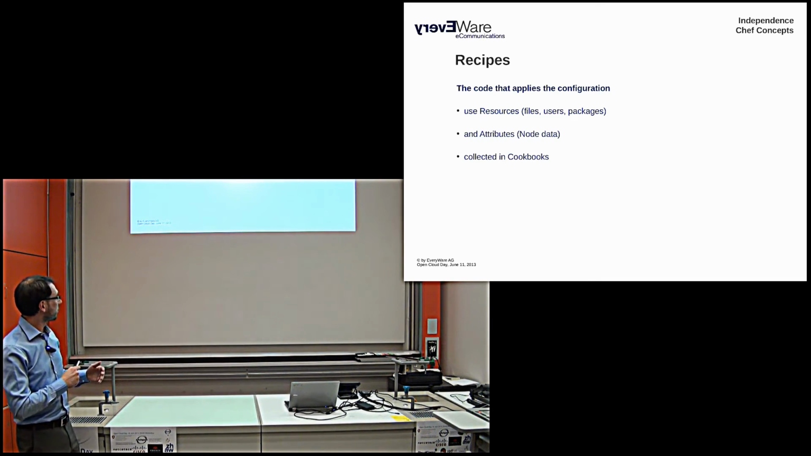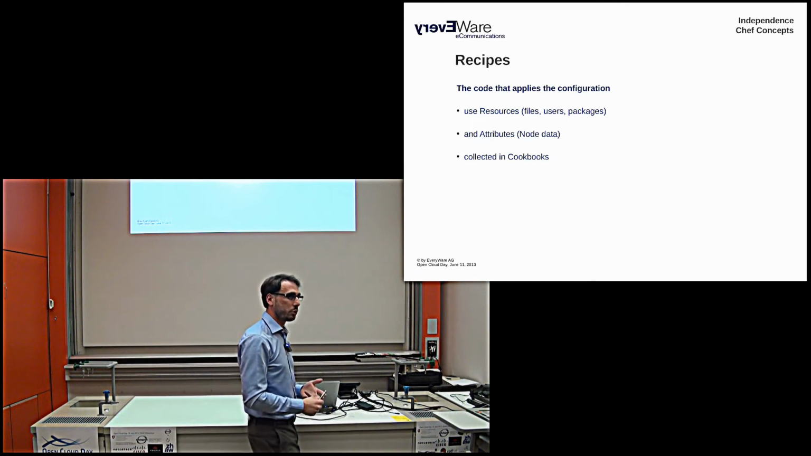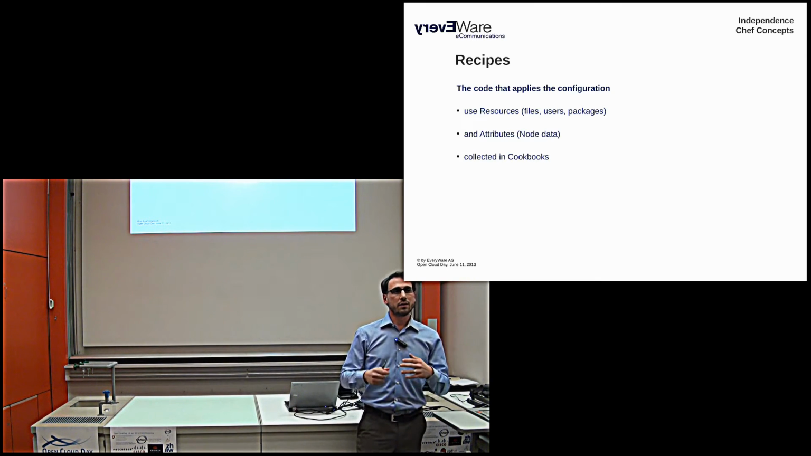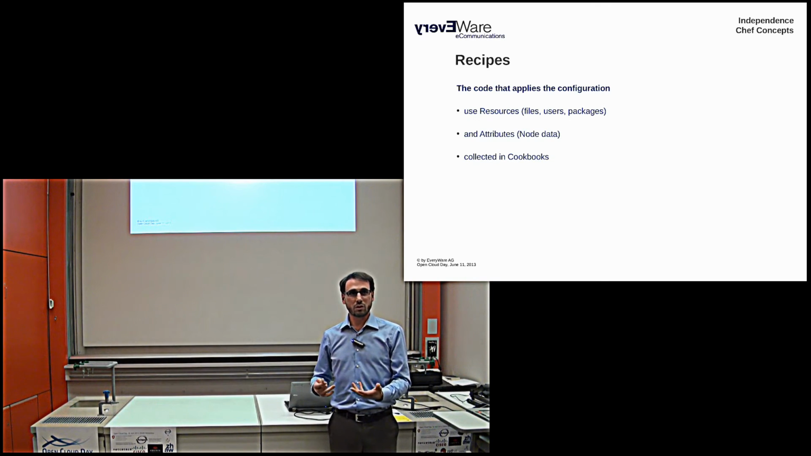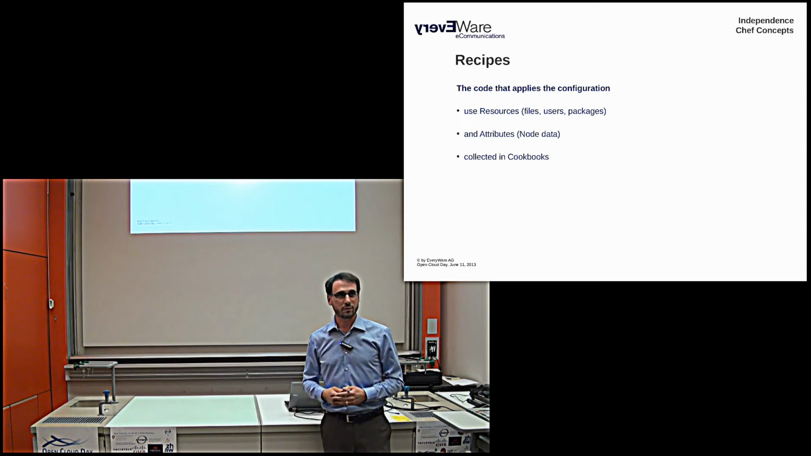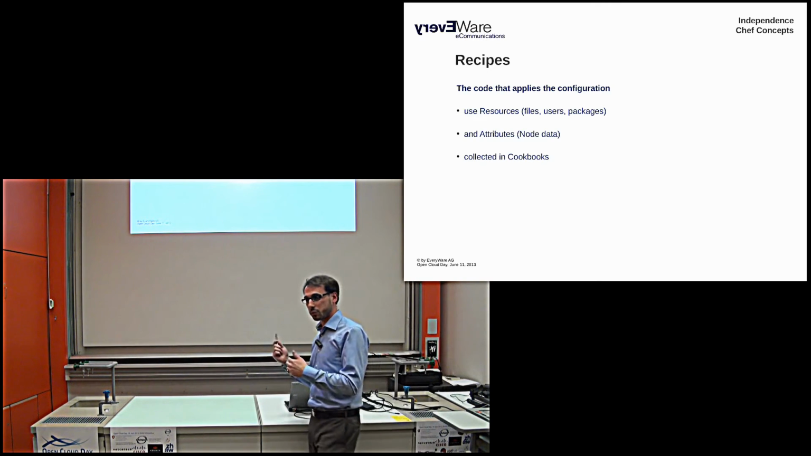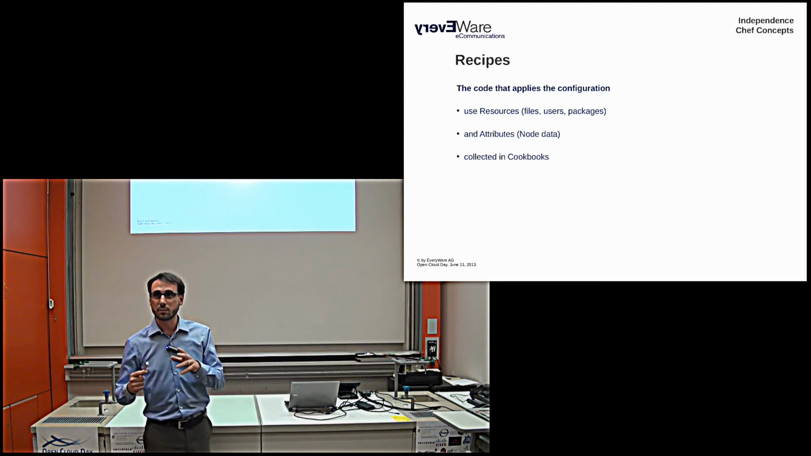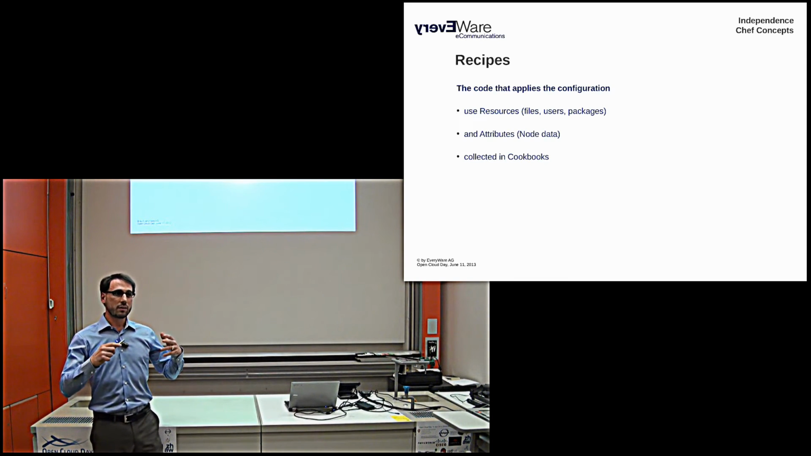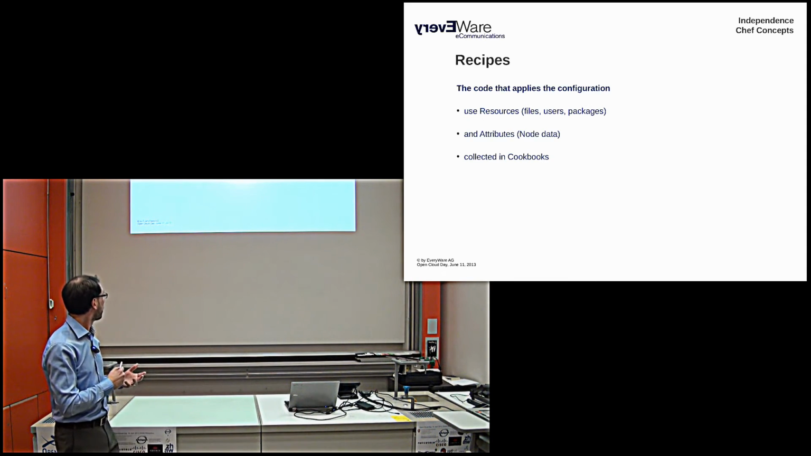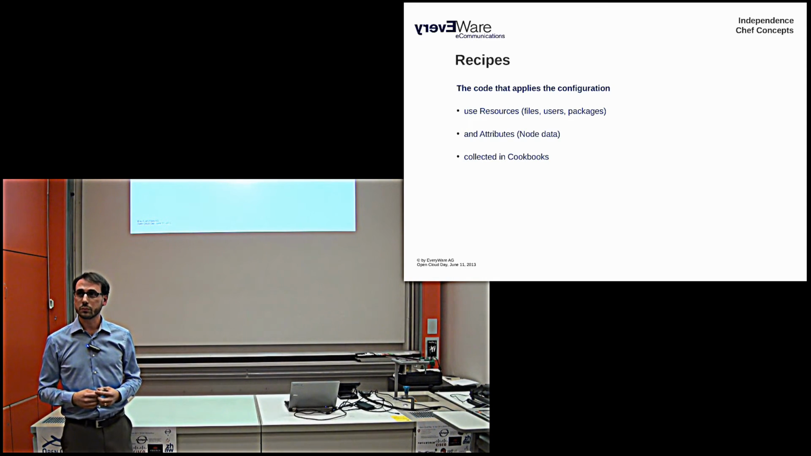They're made up of a couple of different pieces. You have resources: files, users, packages. There are different things that you want to put under configuration management in order to install them, configure them, and make sure that they're running. You have attributes. These are those pieces of data that we saw before, like MySQL Listen, the bind address is 127.0.0.1. These are things that will combine together in order to bring that node into the state that you want it to be in.